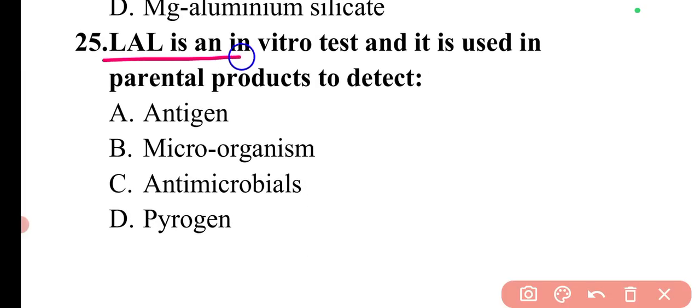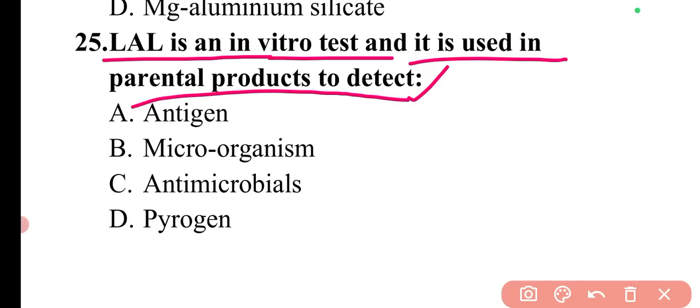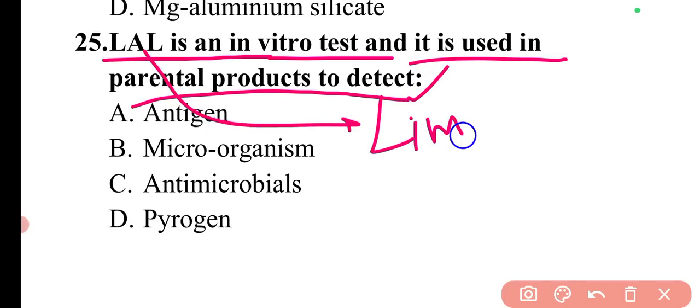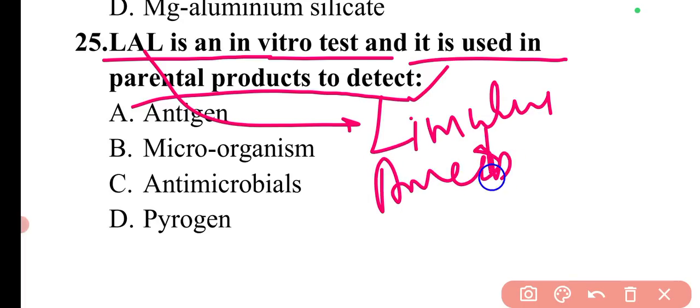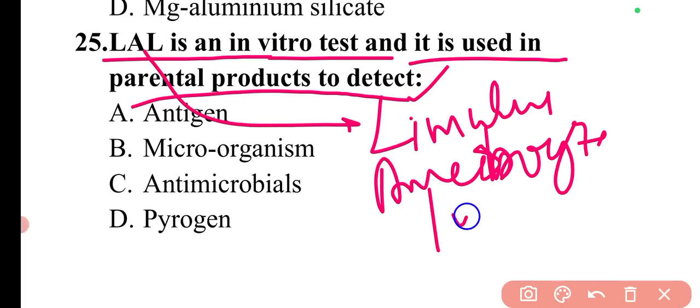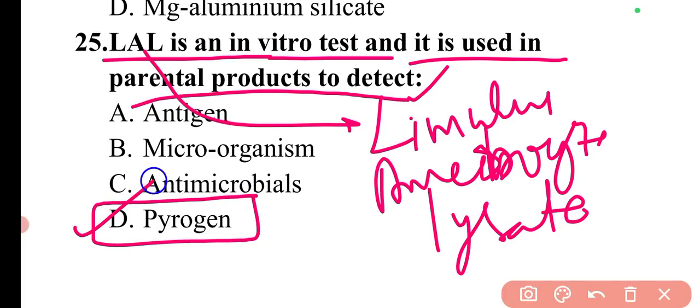Next question is, LAL is an in vitro test and it is used in parenteral products to detect. So LAL is the Limulus amoebocyte lysate test. It is an in vitro test and it is used for the evaluation of parenteral products for the detection of pyrogen. So pyrogen testing uses the LAL test. So option D is correct.